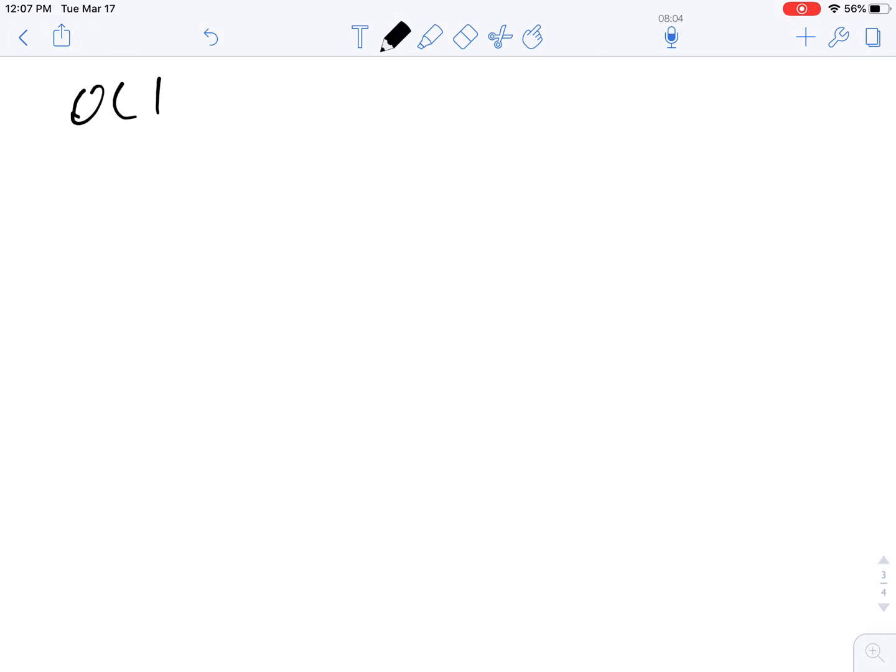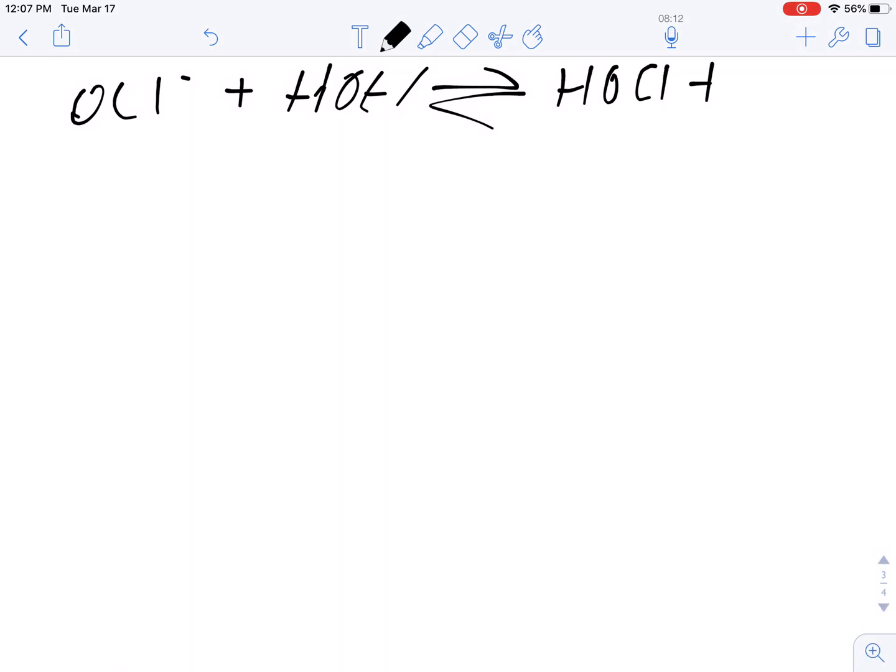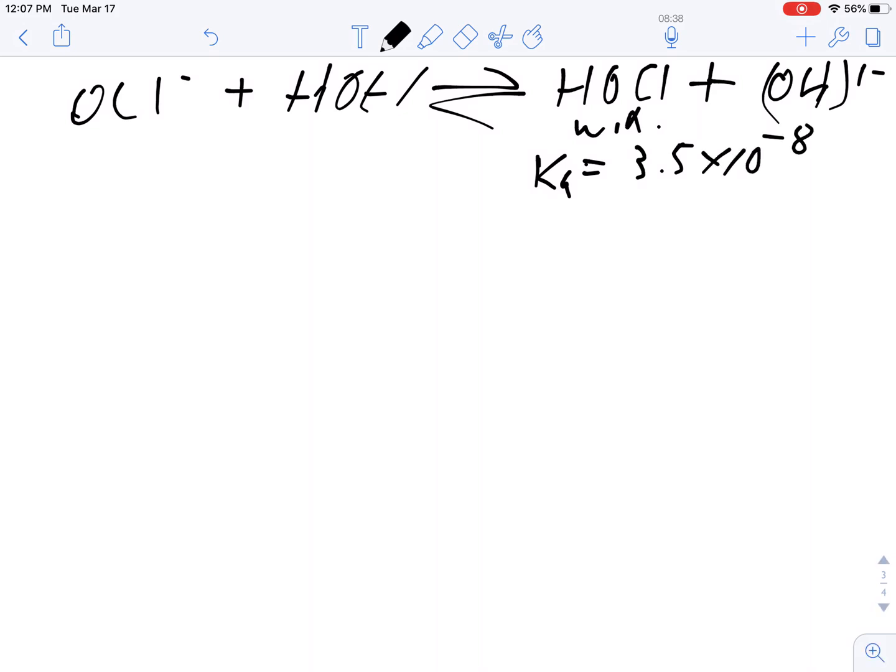So we've got OCl minus, that's going to react with water, and that's going to produce HOCl plus OH minus. So this is a weak acid, and they tell us the Ka for this weak acid is 3.5 times 10 to the negative 8th. We'd like to know the Kb for the OCl minus.